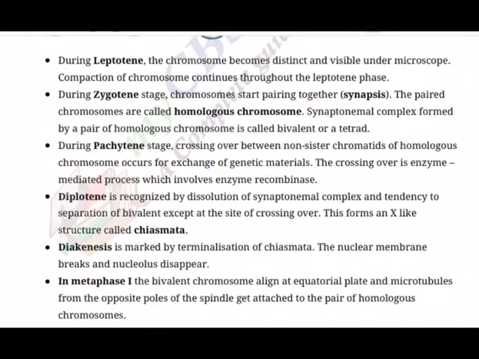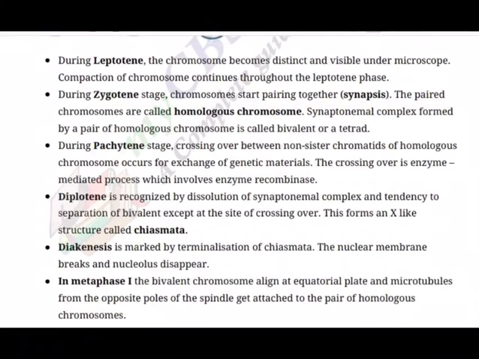Next, diplotene. In diplotene, it is recognized by dissolution of the synaptonemal complex and a tendency toward separation of the bivalent, except at the site of crossing over. This forms an X-like structure called chiasmata. That means in diplotene you can see the formation of hybrid chromosomes having chiasma. That means they cross each other; the point of overlapping of non-sister chromatids, that point of crossing over, is called chiasma. So many chiasmata you can see formed in the diplotene.